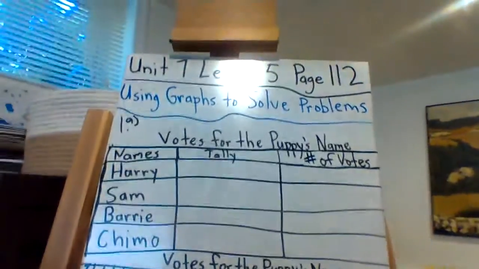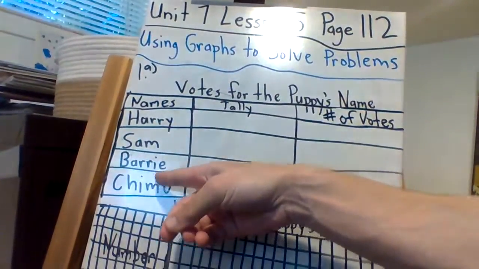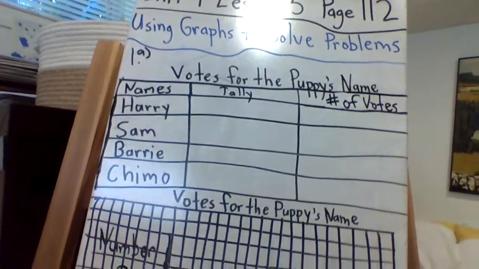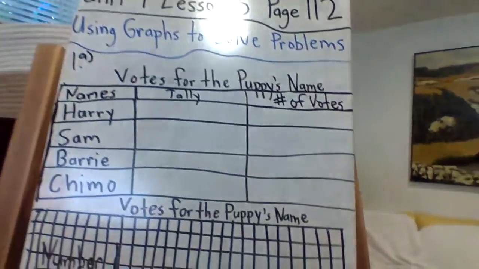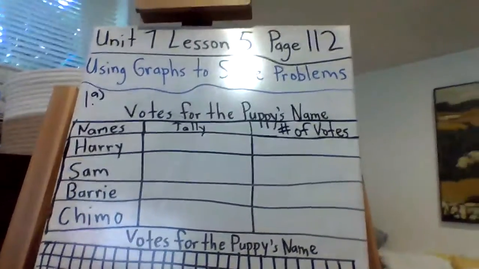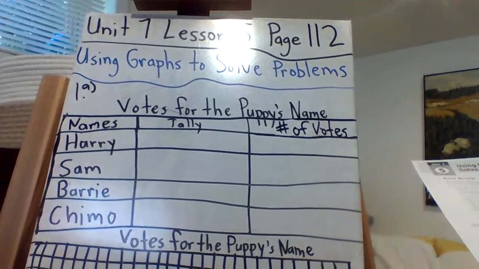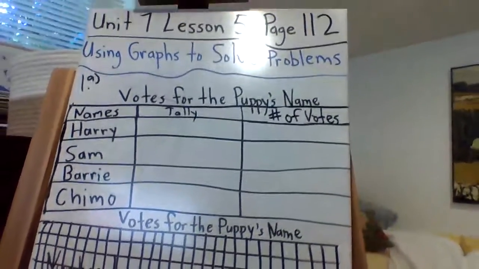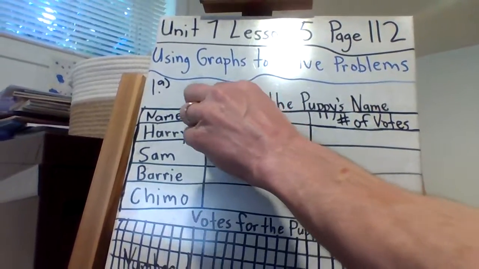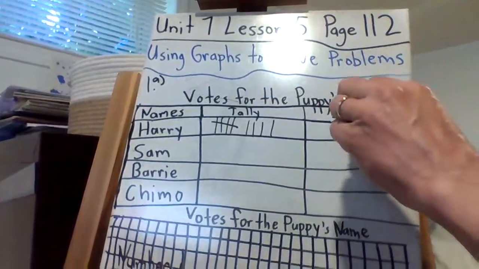So remember, we must have a title. And then we have the names down that axis. And then across this axis, we have tally and the number of votes. So according to Carl, Harry had quite a few names there, it looks like. Looks like Harry ended up with 9 votes. So 9 tallies. Remember how to do tallies. 1, 2, 3, 4, 5. Tallies are all about 5s. 6, 7, 8, 9. Number of votes, 9.